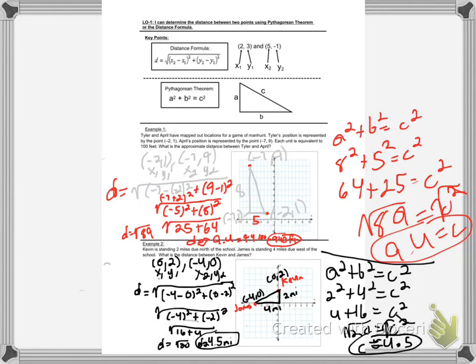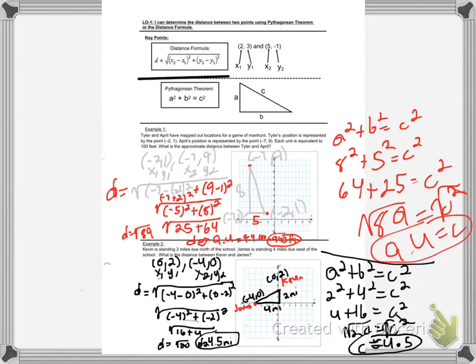Alright guys, today we're going to look at the distance formula. Right here, the key points. First of all, I can determine the distance between 2 points using the Pythagorean theorem or the distance formula. So first, you look here, you see your distance formula.